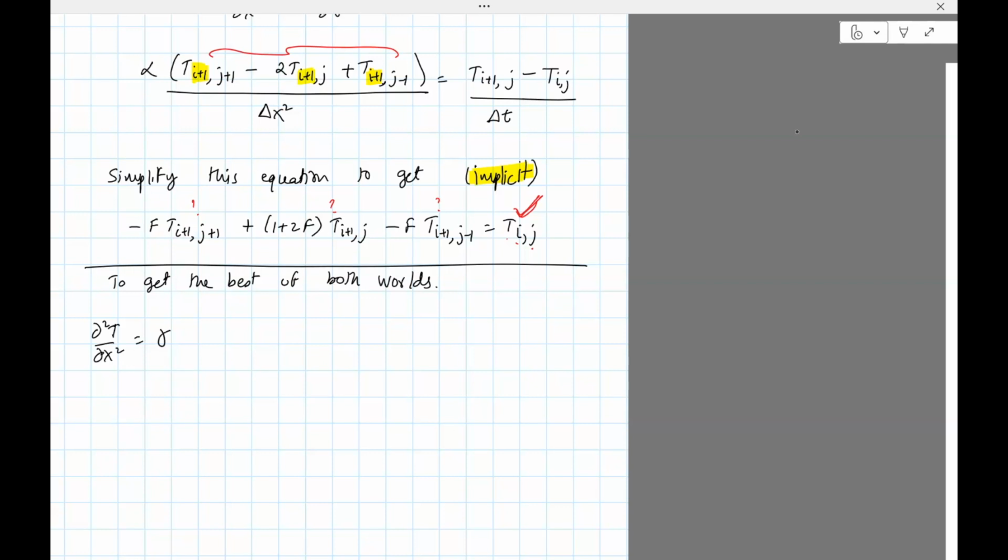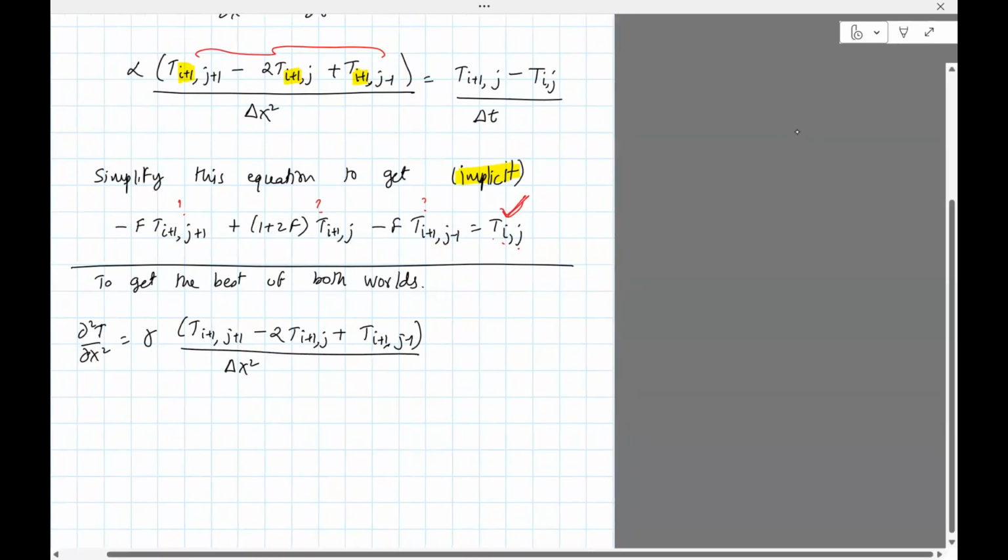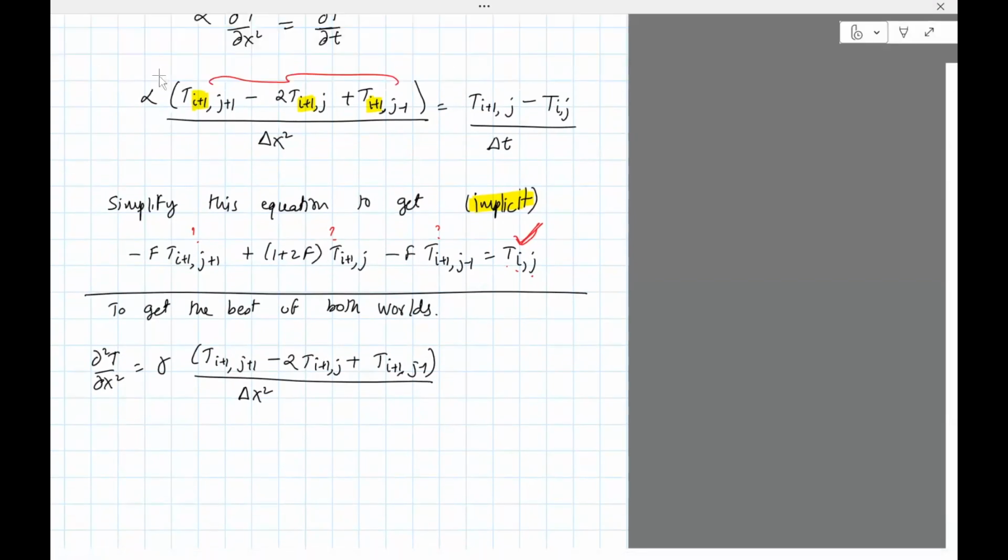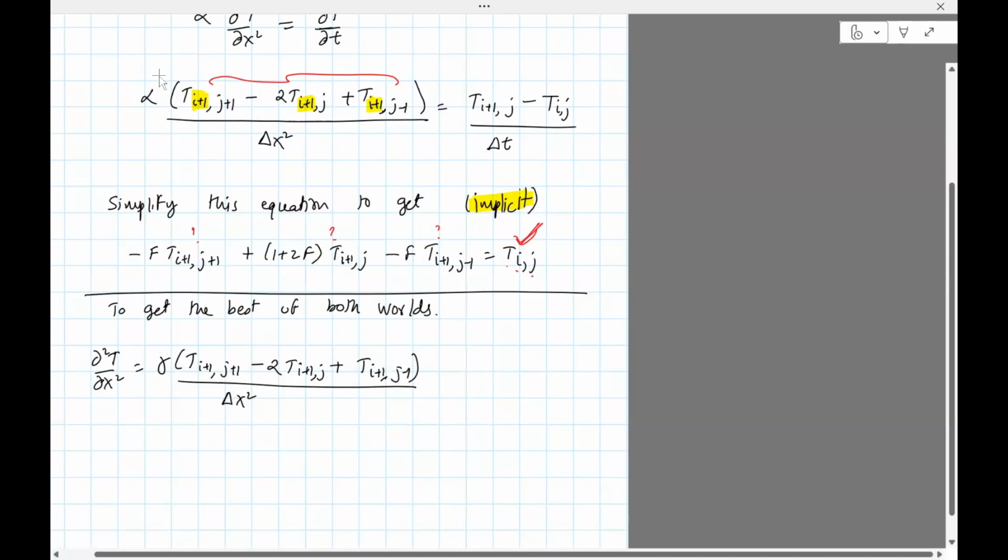gamma times (T(i+1, j+1) minus 2 T(i+1, j) plus T(i+1, j-1)) divided by delta x squared, plus (1 minus gamma) times (T(i, j+1) minus 2 T(i, j) plus T(i, j-1)) divided by delta x squared.